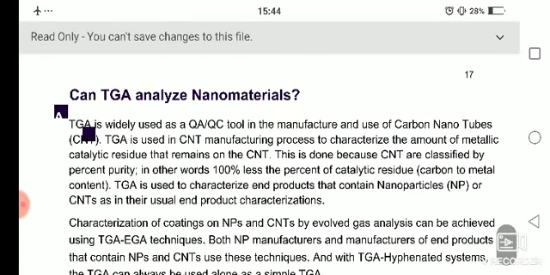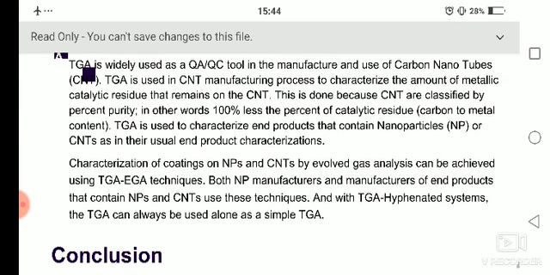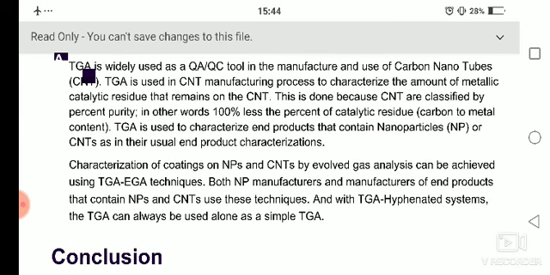Can TGA analyze nanomaterials? TGA is widely used as a QA/QC tool in the manufacturing of carbon nanotubes. TGA is used in the CNT manufacturing process to characterize the amount of metallic catalytic residue that remains on the CNT. This is done because carbon nanotubes are classified by percentage purity, in other words, 100% less the percentage of catalytic residue.